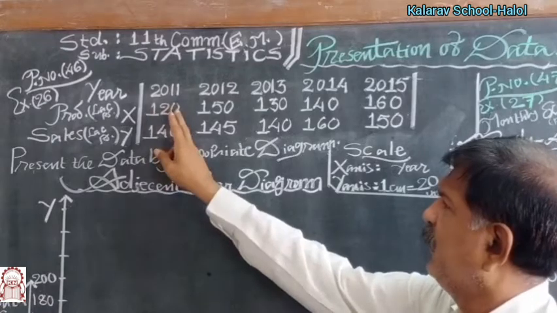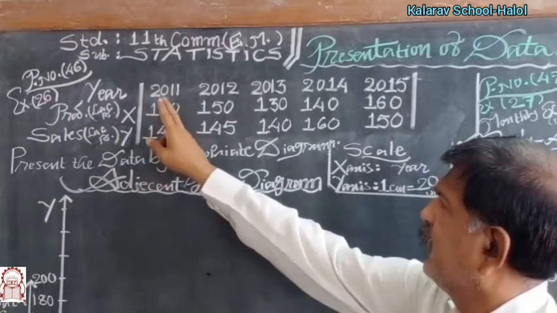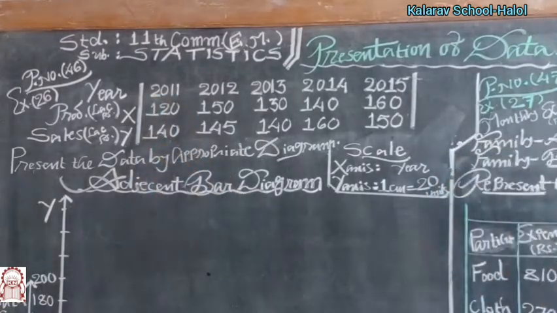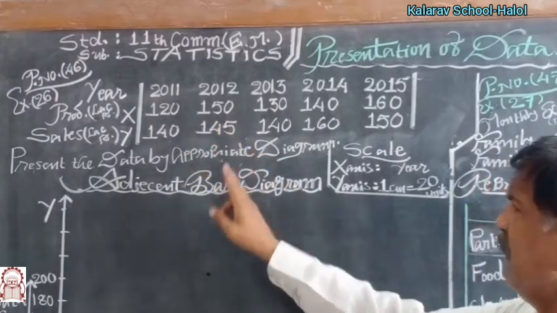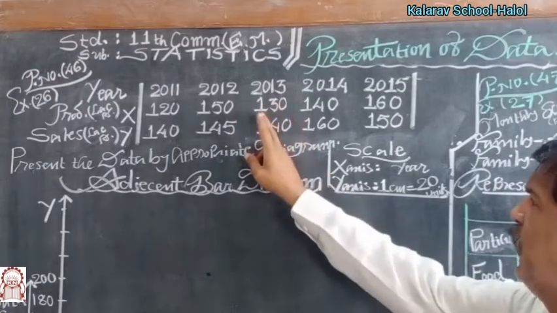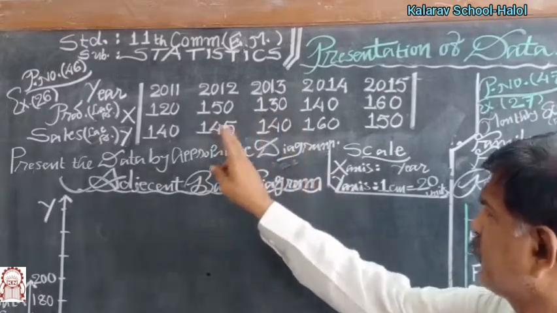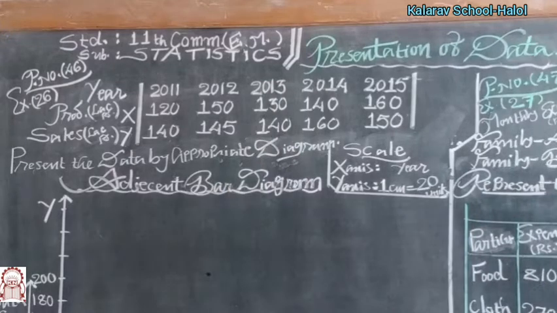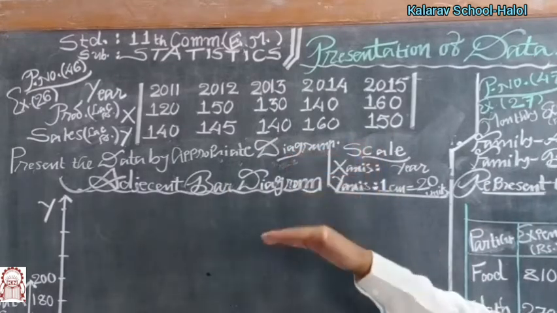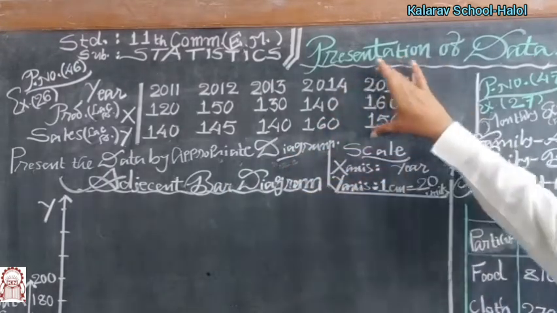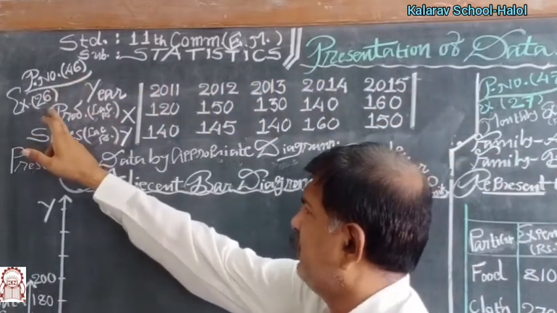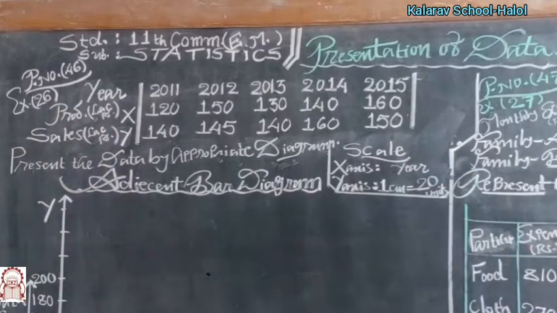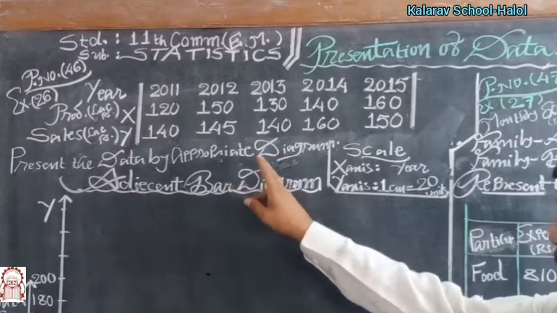Production is 120 while the sale is 140 units in 2011. In 2012, 150 is the production, 145 is the sale. In 2013, 130 is the production and 140 the sale. Year-wise data of production and sale is given. The question on page 46, example 26, says: represent the data by using an appropriate diagram.